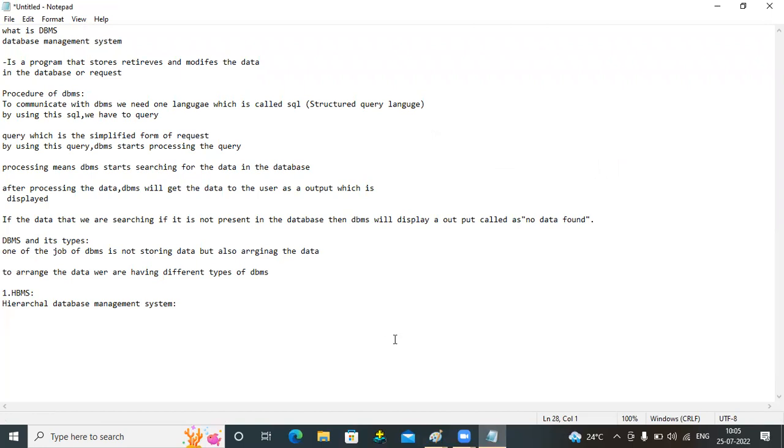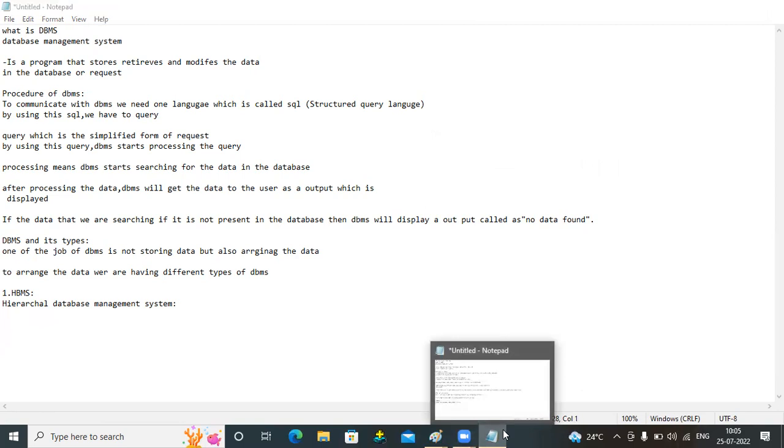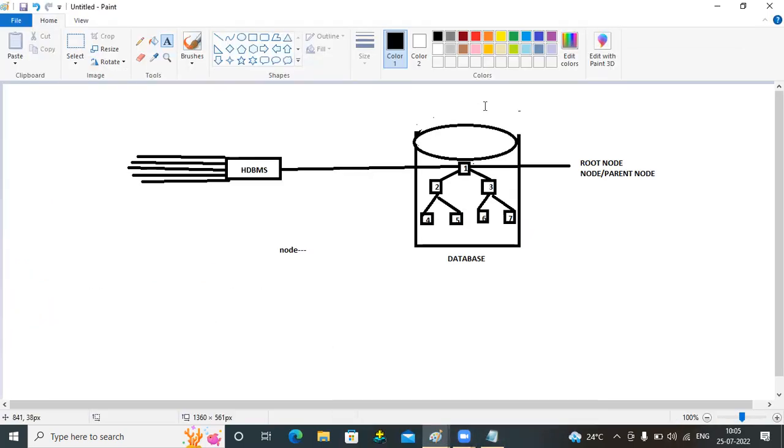So advantage means, actually it has only one advantage, I think. I will give you the notes after this. If the data we are searching is present in the first node, then the time consumed for searching the data is reduced, which means it takes less time.